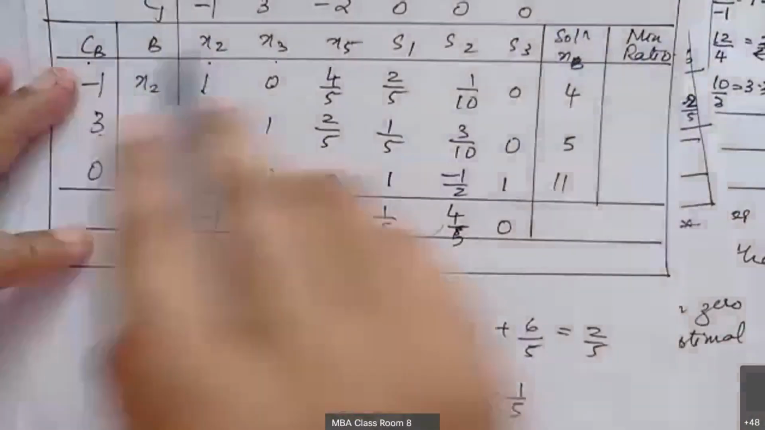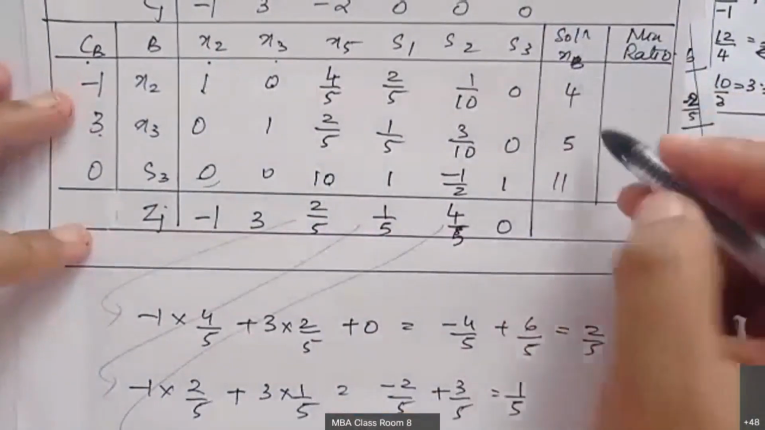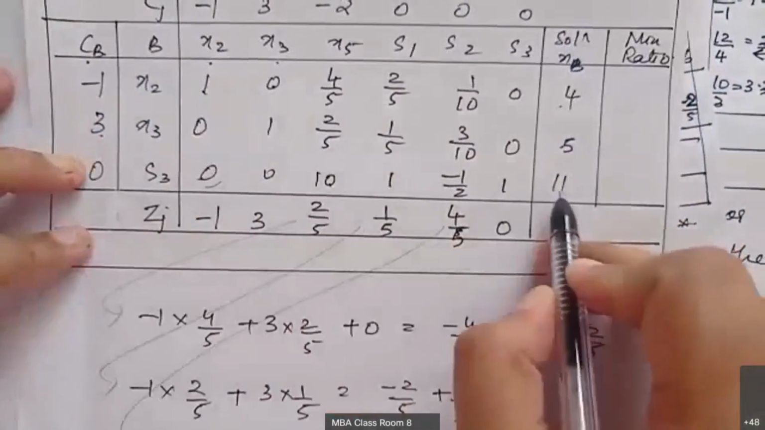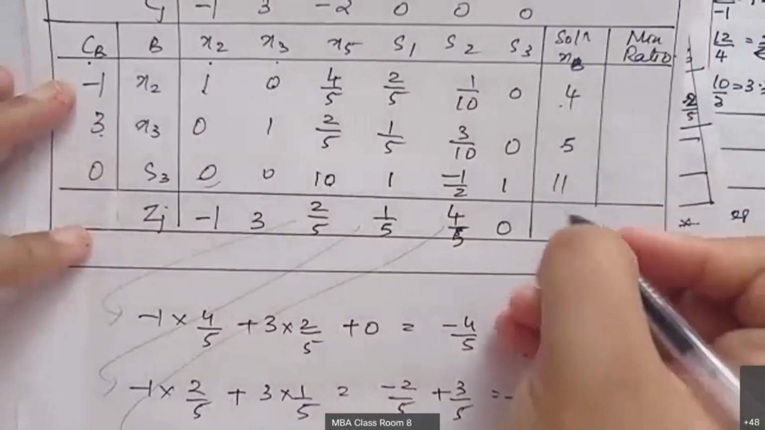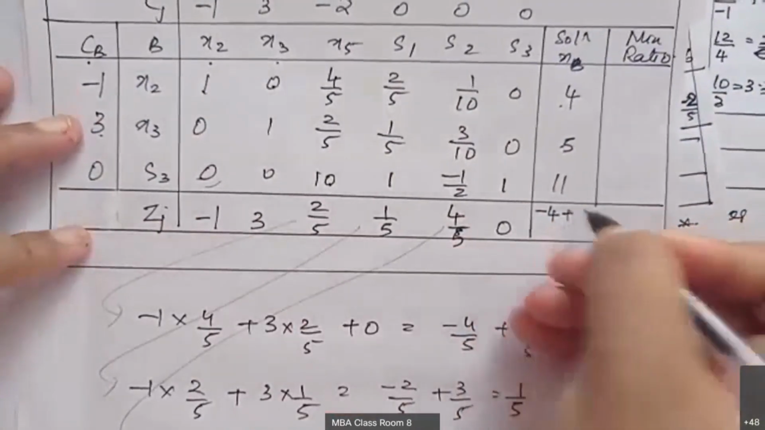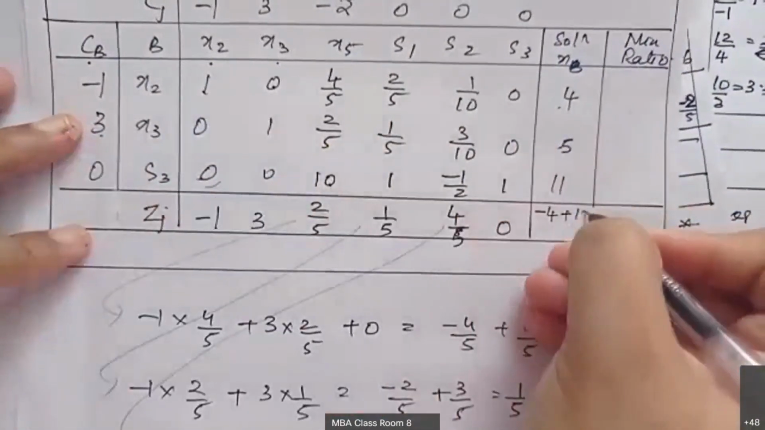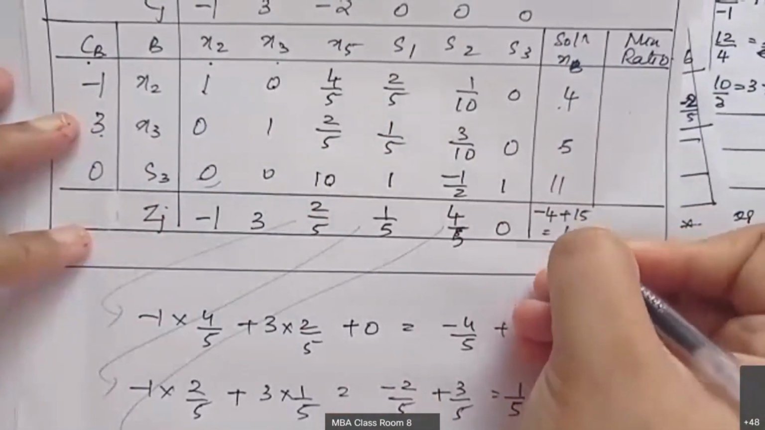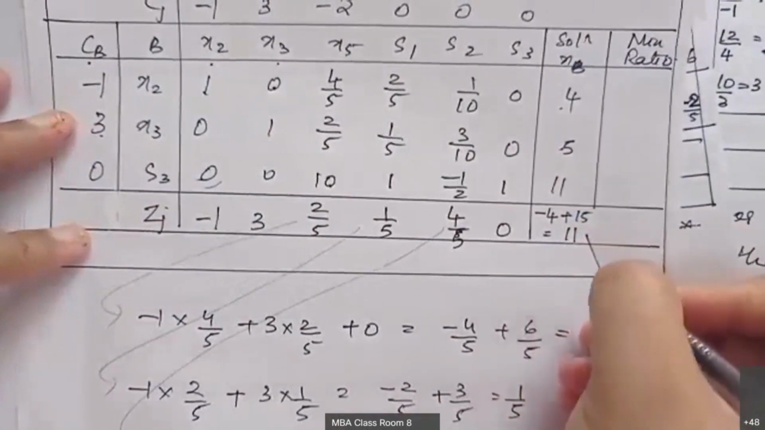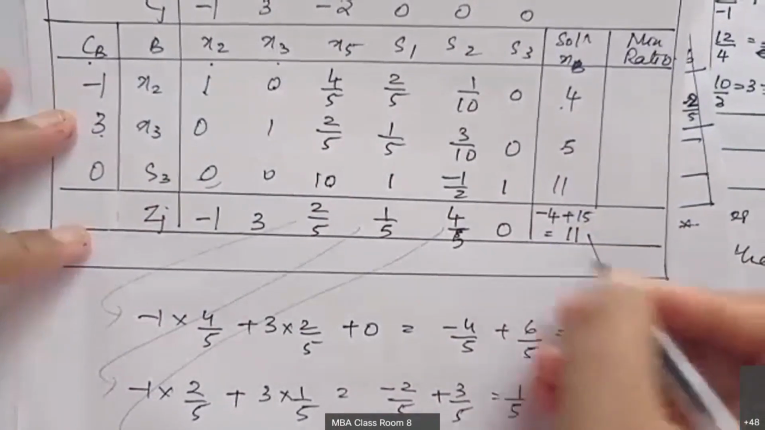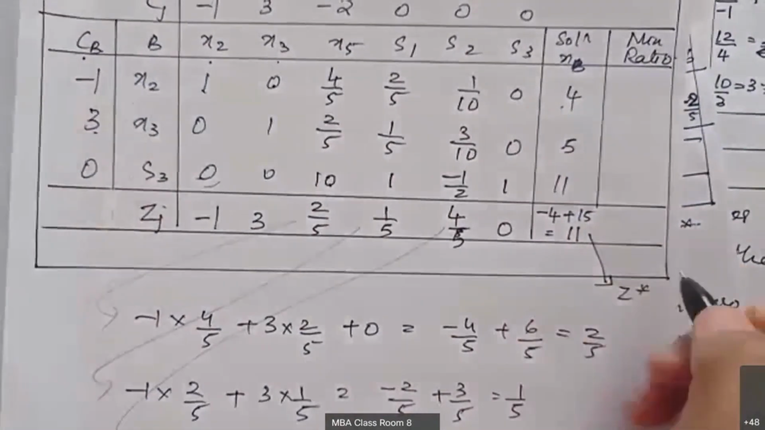Okay, now again you can calculate for these values also. Okay, so minus 1 into 4 plus 3 into 5 plus 0 into 11. That is how much it is? Minus 4 plus 3 into 5, that is 15. Okay, over here you will get the value as 11. So in this simplex table, the value of Z star is 11. So that is the meaning. Okay, the value of Z star is 11 from this simplex table.